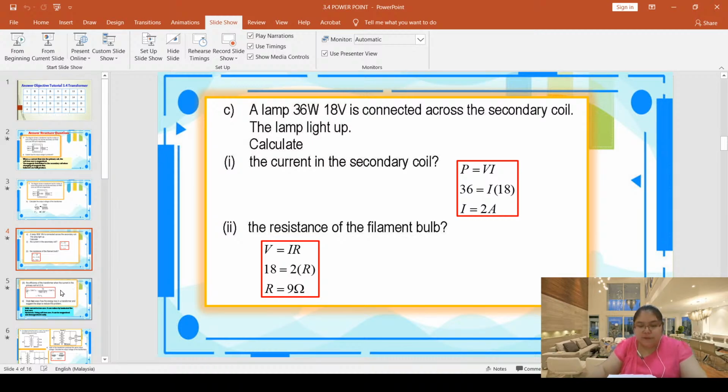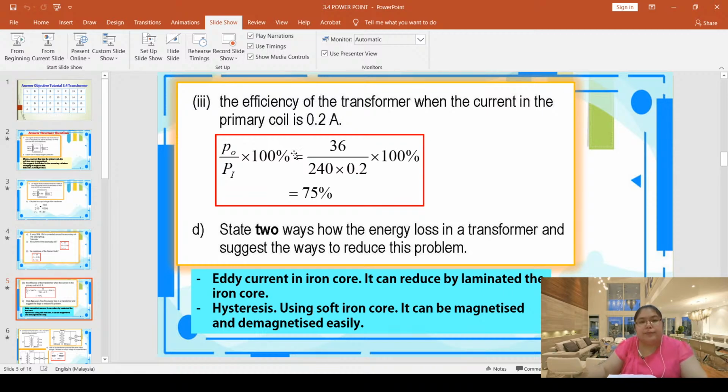Efficiency of the transformer when the current in the primary coil is 0.2 ampere. They want to know the efficiency when they provide the current in the primary as 0.2. So we write P_O over P_I, multiplied by 100%. That is the efficiency formula.